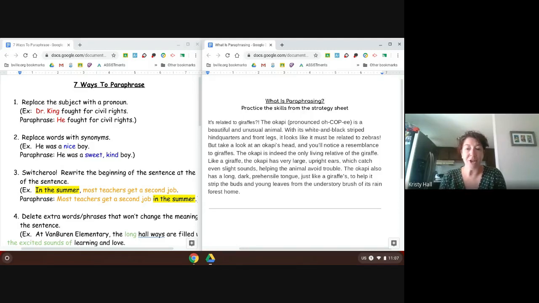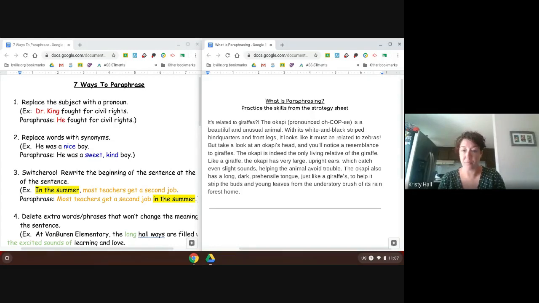But take a look at an okapi's head, and you'll notice a resemblance to giraffes. The okapi is indeed the only living relative of the giraffe. Like a giraffe, the okapi has very large upright ears which catch even slight sounds, helping the animal avoid trouble. The okapi also has a long, dark, prehensile tongue, just like a giraffe's, to help it strip the buds and young leaves from the understory brush of its rainforest home.